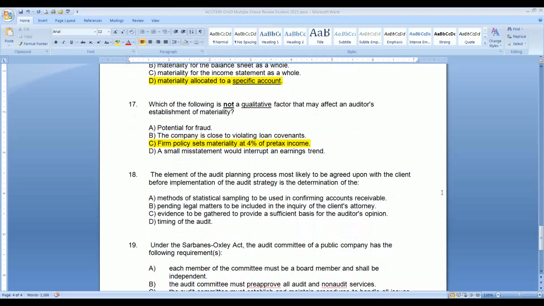Interrupt the trend. Okay, let's see here. 18. Study determination of timing of the audit, is it? Yes, and here's the thing. You generally do not want the client to know some of these things. You don't want them to know that. This one they probably already know.